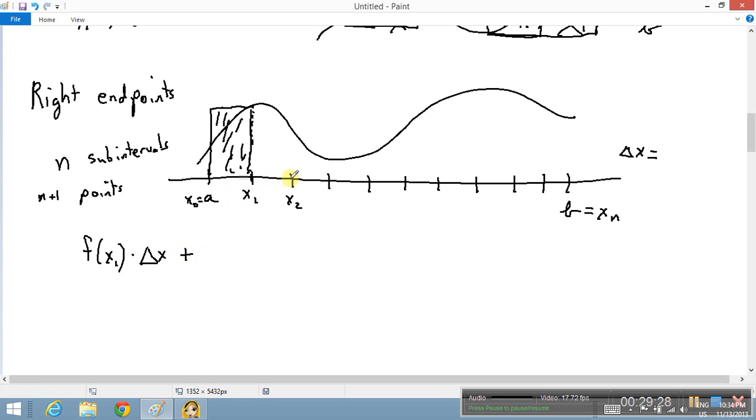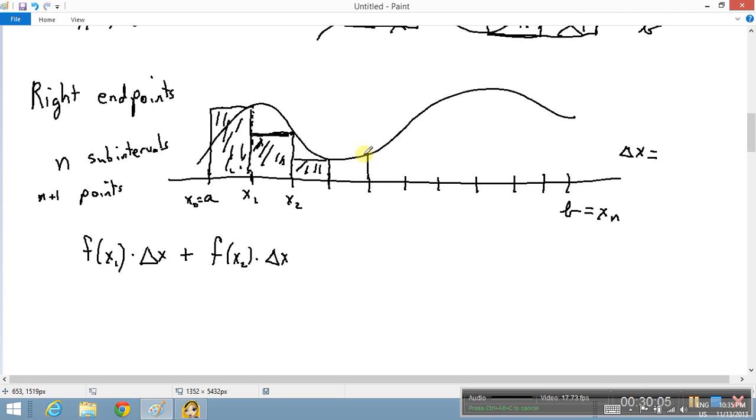And then you do the same thing with the second subinterval. You're going to take the right endpoint, which is x2 now, plug it into the function, and multiply it by your delta x, which amounts to going up to the curve here. When you get to the curve, that's your height. So your rectangle that you're thinking about looks like this. And then the area would be that, which is f of x2, that height, times delta x. And you can see as you go across that the rectangles that you're going to get look like that.